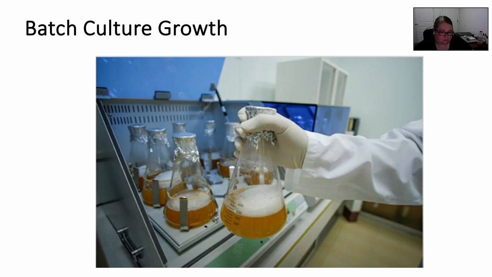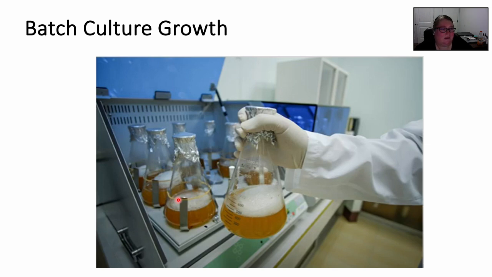Okay, so we've talked about exponential growth. We've talked about generation time. So what we have here in this picture is what we call a batch culture. Our batch culture is going to be in an Erlenmeyer flask. It has a specific shape that allows for swirling. We have a big batch, hence batch culture. So we're going to see how this grows.